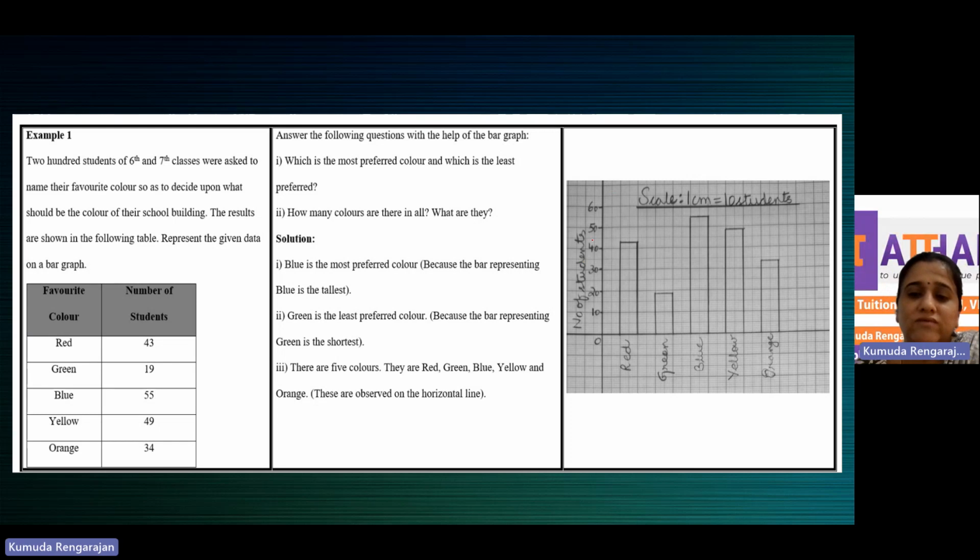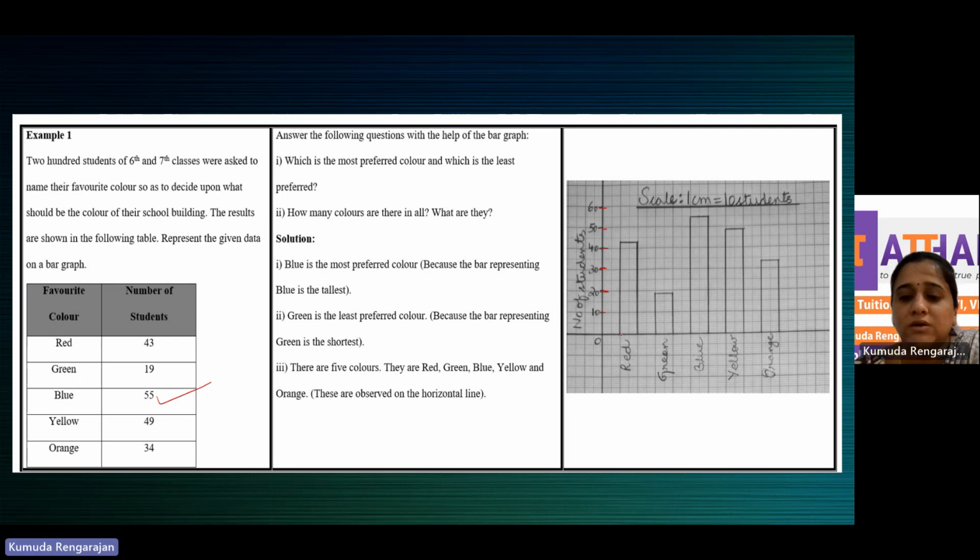And then on the y-axis, you have the number of students. You can see the scale: 10, 20, 30, 40, 50, 60. Why did we stop at 60? Because the highest value is 55, so we don't need anything beyond 60. So we stop at 60.